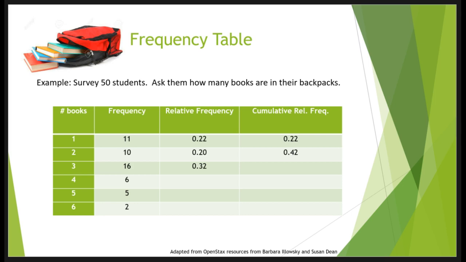If we sum up the frequency column, we should end up with 50. So you usually want to double check that. 11 plus 10 plus 16 plus 6 plus 5 plus 2 does equal 50. The last 2 columns that we need to construct are the relative frequency. You can see I started it, and we're going to finish it right now.